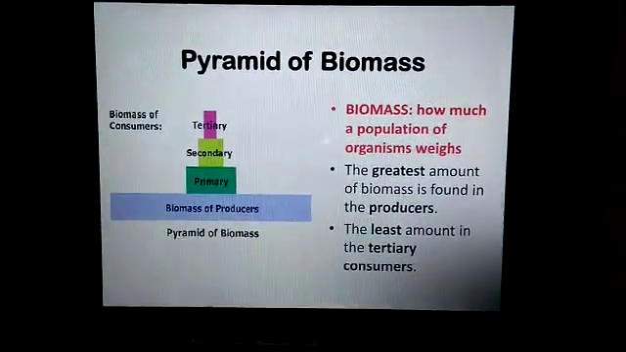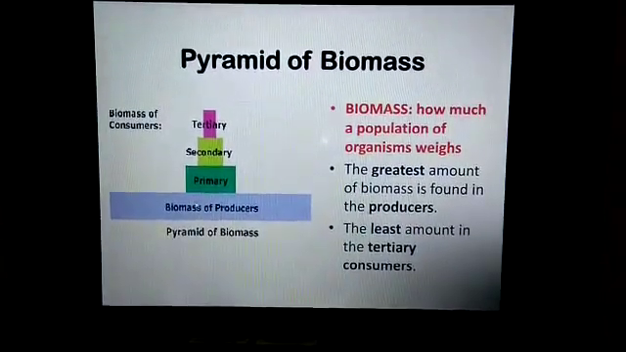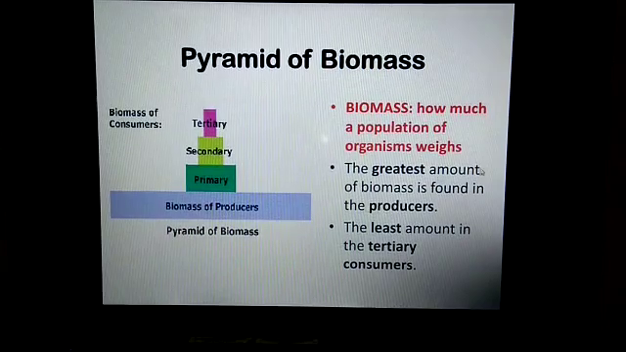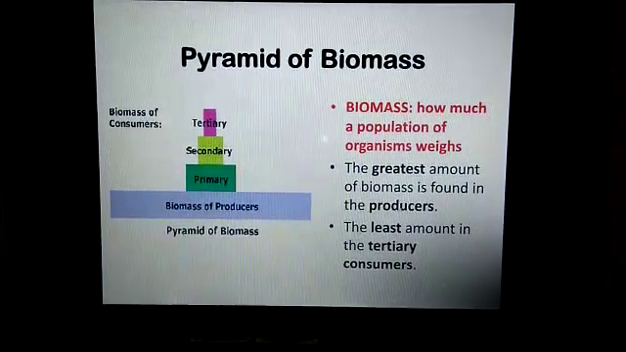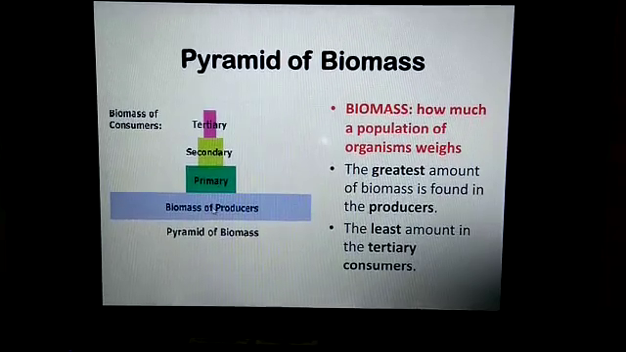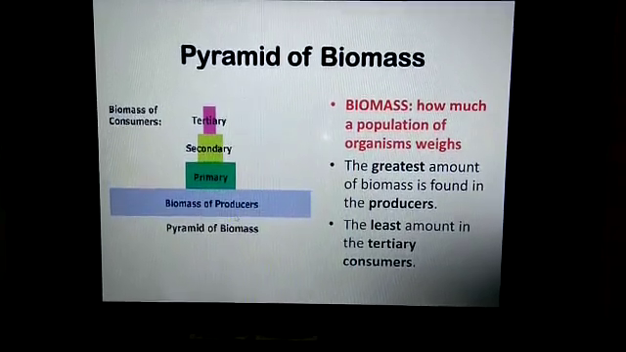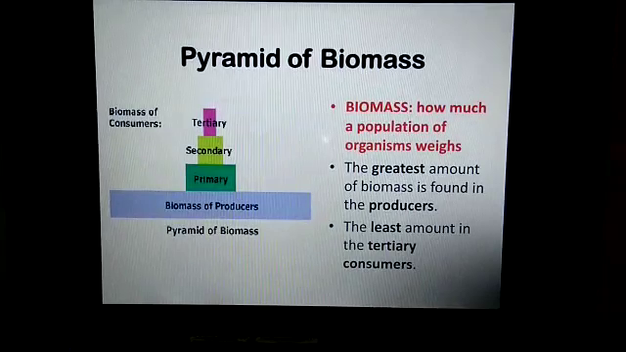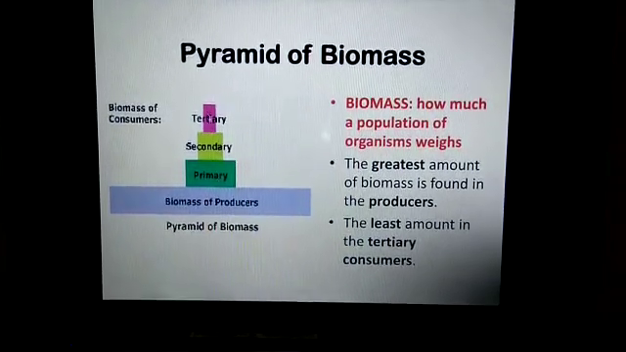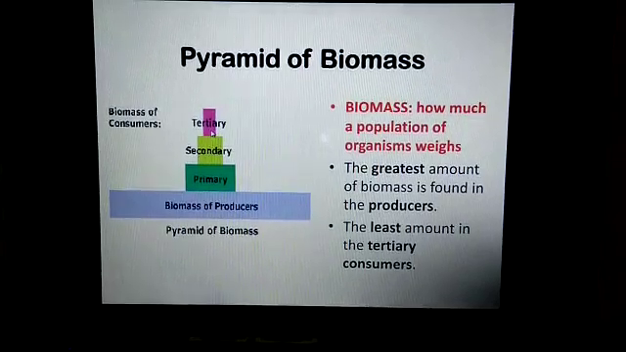Now the pyramid of biomass will also be in an upright position. Upright position means the greatest amount of biomass is found in the producers. The producers' biomass is greatest and they are placed at the base, and the least amount is in the tertiary consumers, and they are placed at the top.